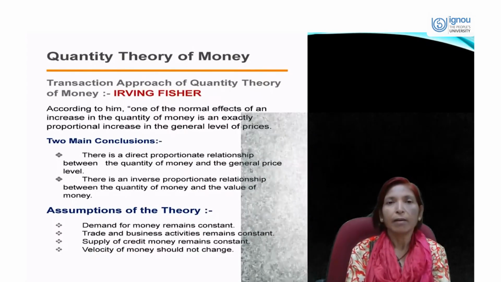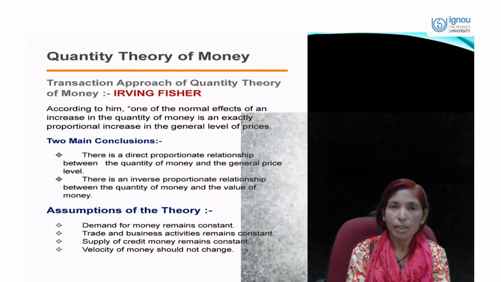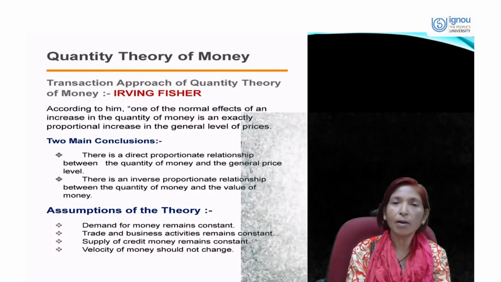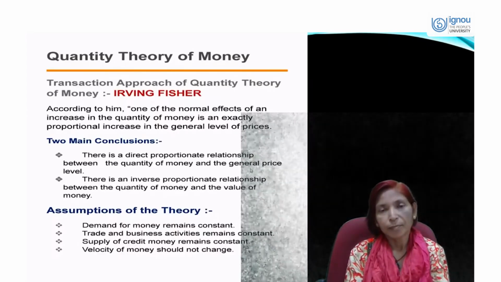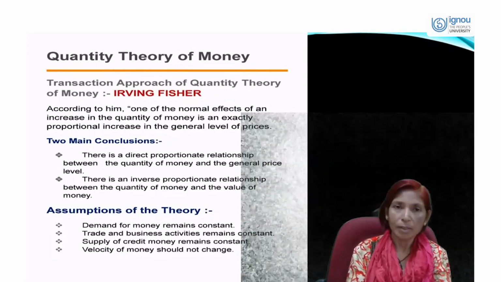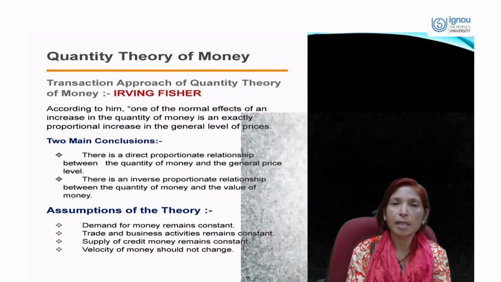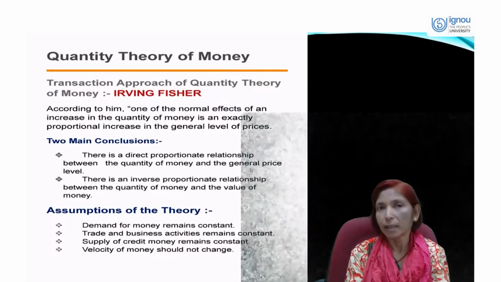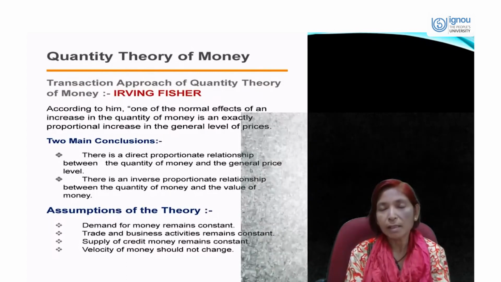Second, money supply and the value of money have a negative relationship. When money supply or quantity of money increases, the value of money falls. So there is a negative, or indirect, relationship between money supply and value of money. This is the second main statement of this theory.